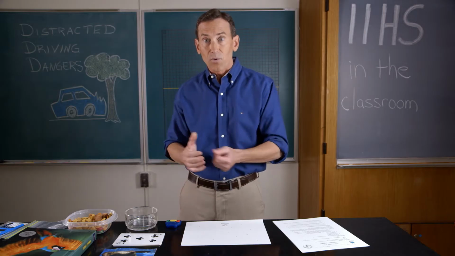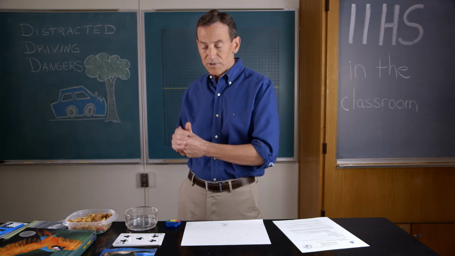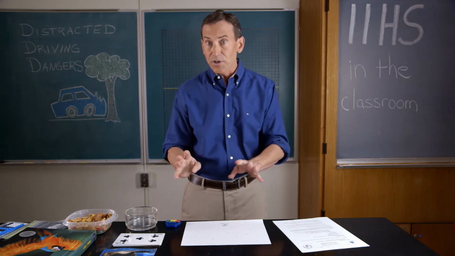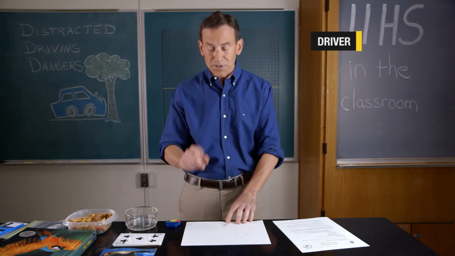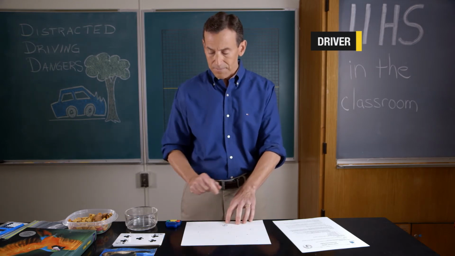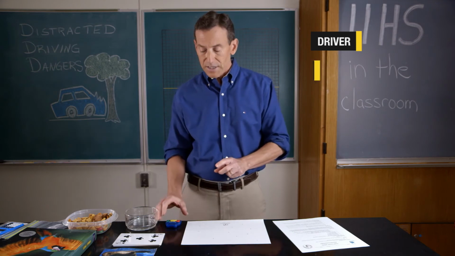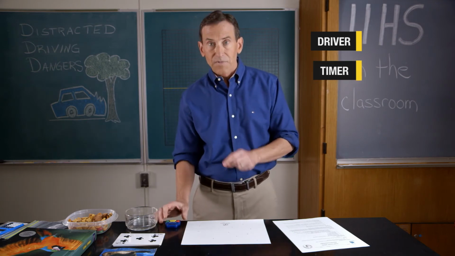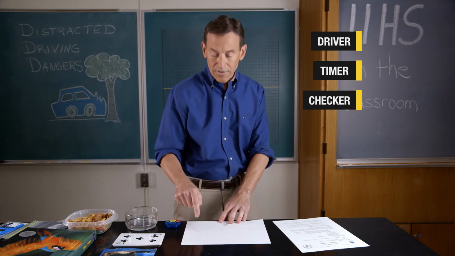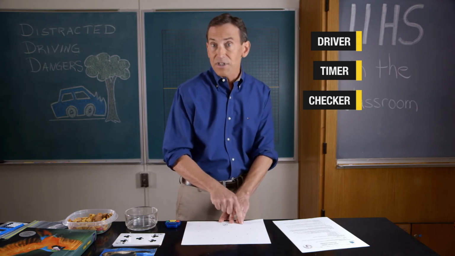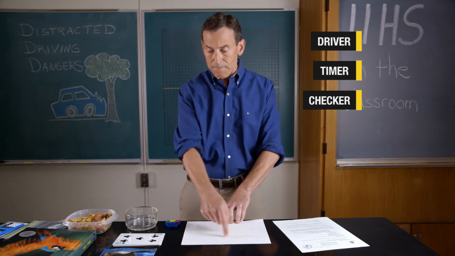Now let's look at some of the roles that each of the group members are going to have. Should be in groups of 3 or 4. The first role is the driver. That's the person doing the touch track, okay? Second role is going to be the timer, timing them. Third role is going to be the checker. They're checking to make sure that the driver is touching the numbers in the correct order, okay?